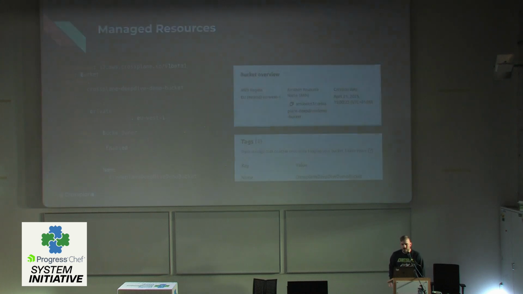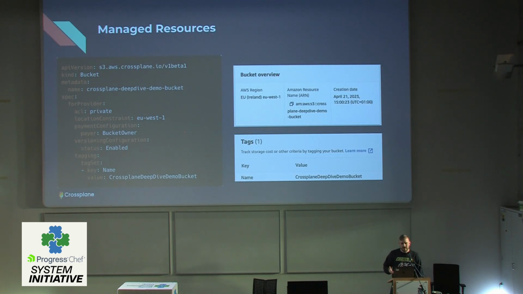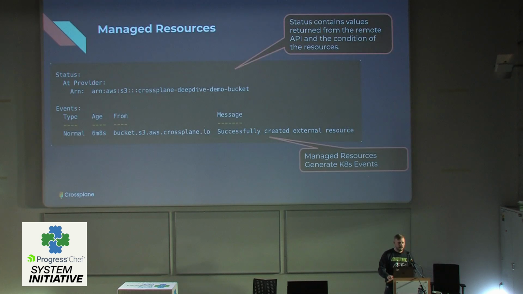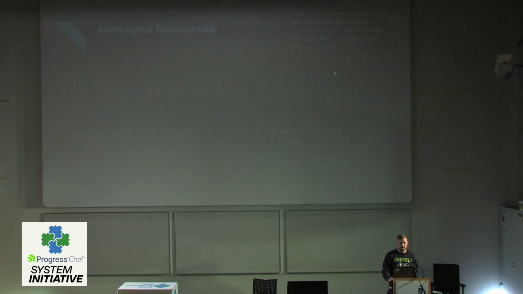How does that look? So, for example, you have an S3 bucket. On the left-hand side, you see how it looks as YAML in Kubernetes. It has ACL private, a location constraint, and tags, and on the right-hand side, you see how it looks on the cloud provider. Pretty much the exact same definition. Further, if you describe the object in Kubernetes, you will see its status. Crossplane puts all the state which it finds on the cloud provider into the status of the object for you to query. If you describe that object, you can see its events. Here, it just successfully created the external resource, all good.